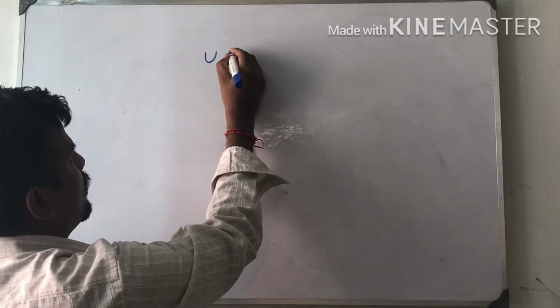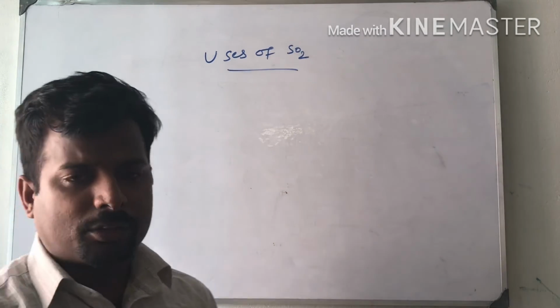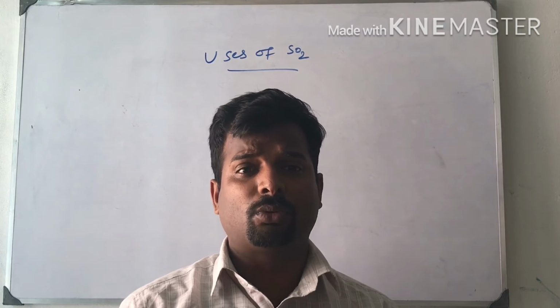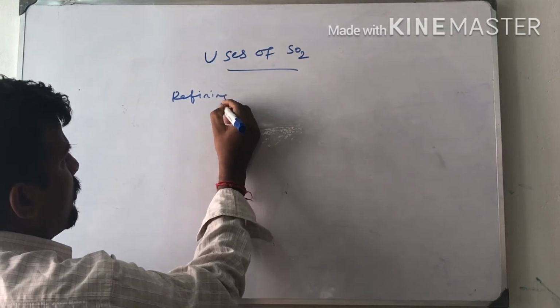Now we are going to start the uses of sulfur dioxide. Uses of SO2: sulfur dioxide is used for refining sugar and petroleum.